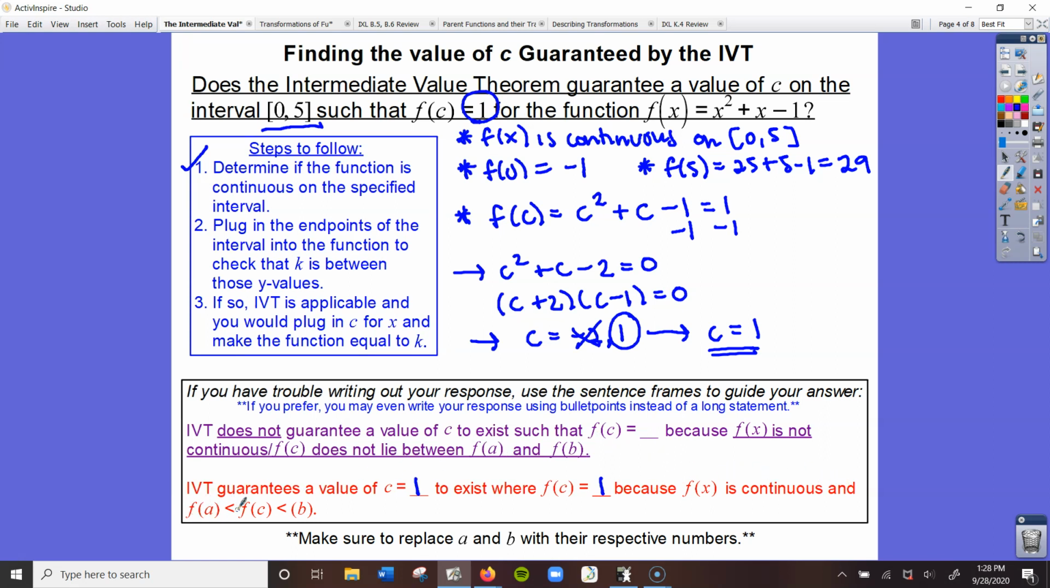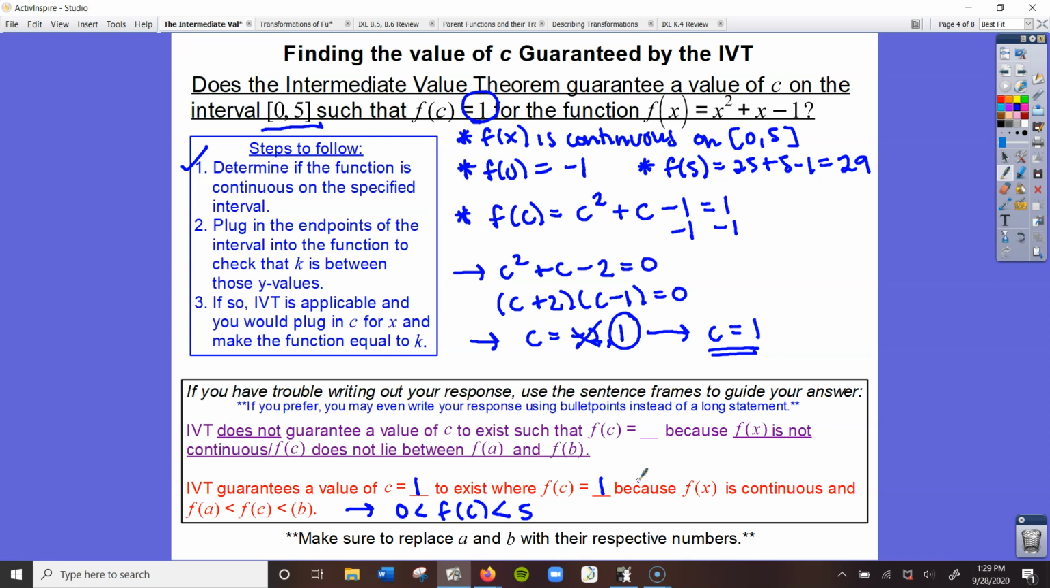And then here we would write, instead of f of a is less than f of c is less than f of b, f of a, which is 0, is less than f of c, or you can replace c with 1, is less than 5. If you are uncomfortable using the inequalities, you can just say that f of c is between f of 0 and f of 5, and that would count just as well.